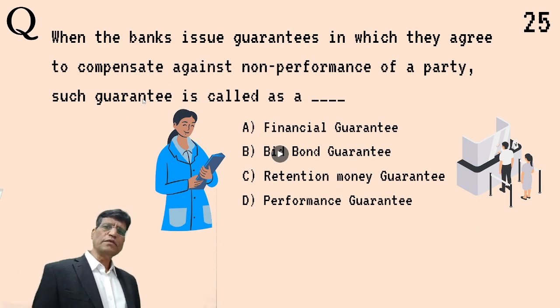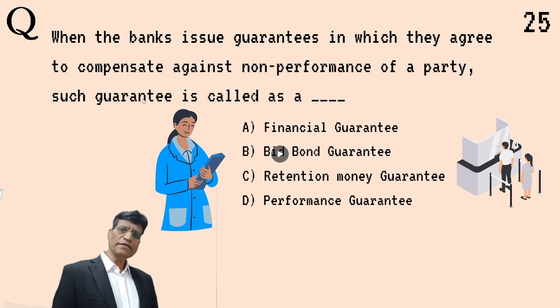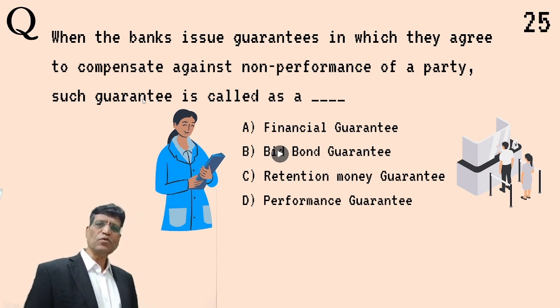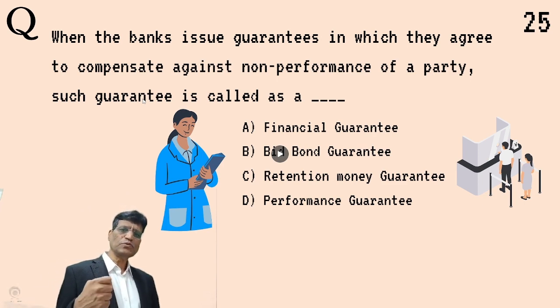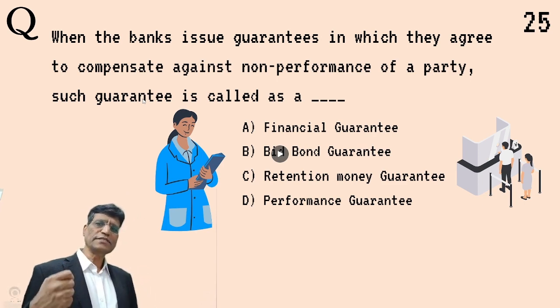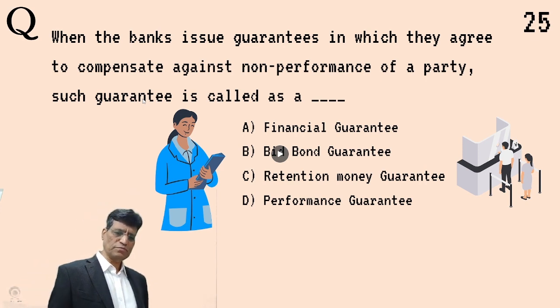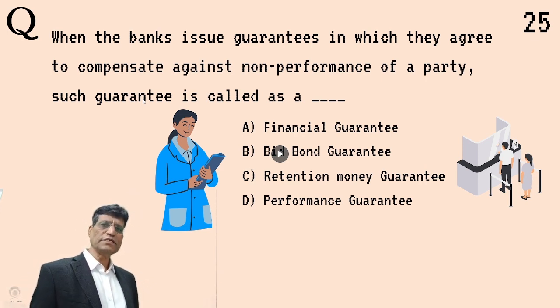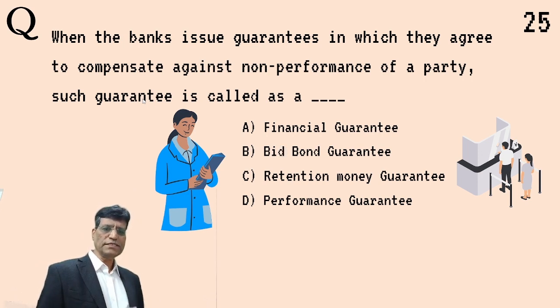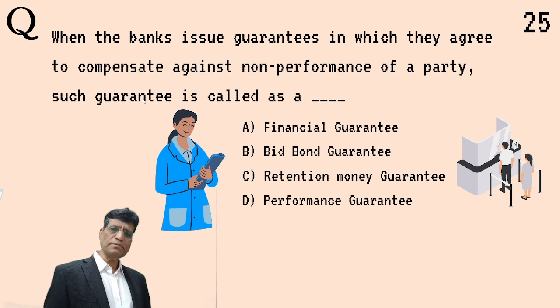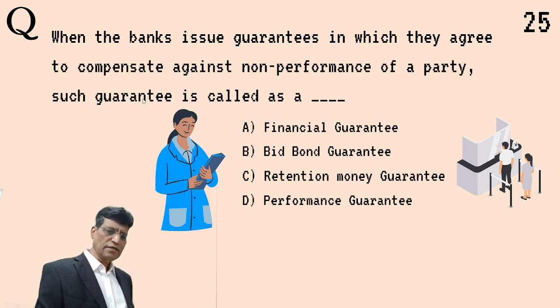Now, it's a question on credit facilities. When the banks issue guarantees in which they agree to compensate against non-performance of the party, their customer, such a guarantee is called what? The options are financial guarantee, bid bond guarantee, retention money guarantee, or performance guarantee. And we see the answer.